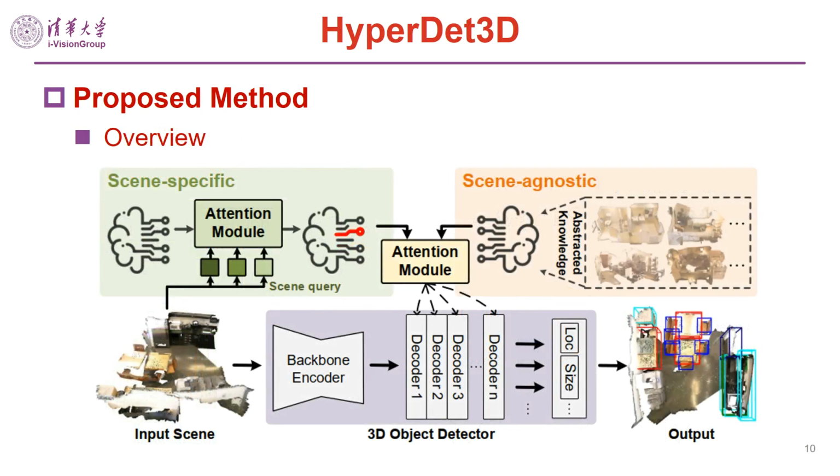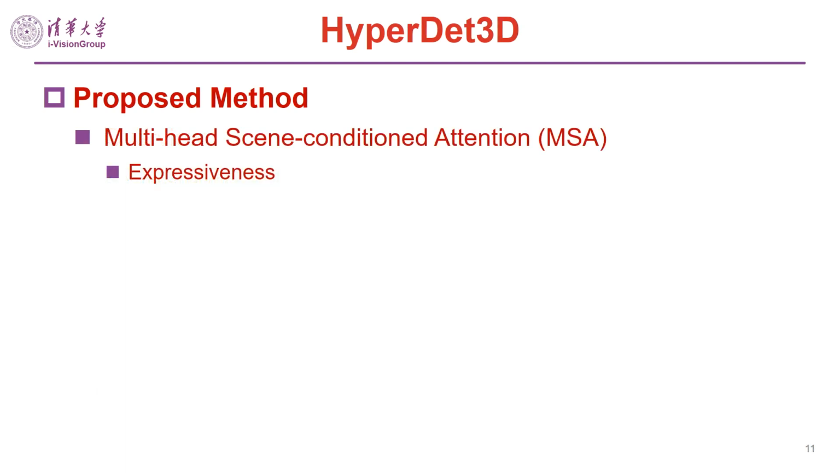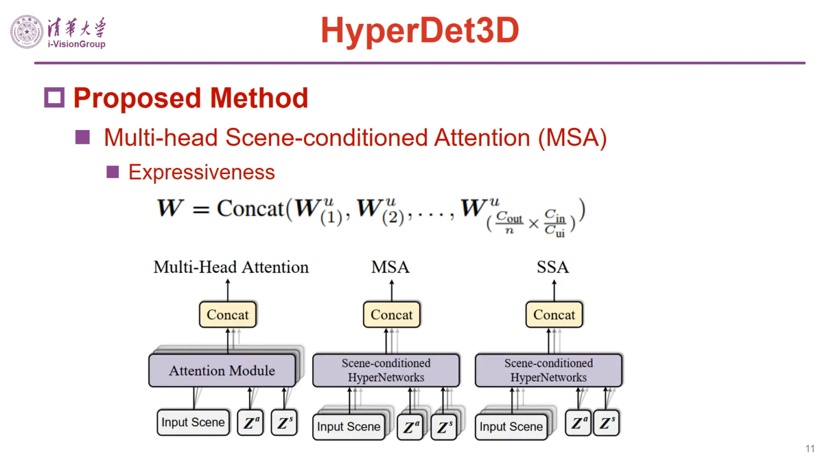Our HyperDet3D contains a backbone encoder. We use PointNet++ in our case, a series of object decoder layers each containing a transformer decoder, and object detection heads. We use the output of the scene-conditioned HyperNet to replace the weights of the FFN layer in decoder layers. One problem is that the output tensor of the HyperNet is much smaller than the weight matrix in the FFN layer. One simple solution is to repeat the tensor in all dimensions. To enhance the expressiveness of our scene-conditioned hypernetworks, we propose multi-head scene-conditioned attention by re-initializing the input embeddings multiple times.